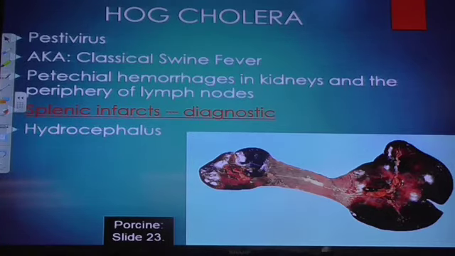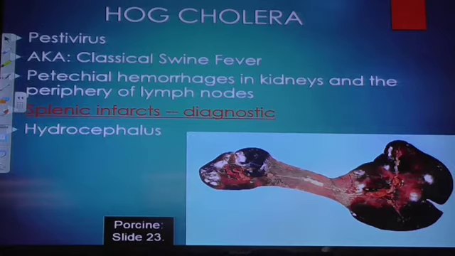the internal lesions. So they had the lesions in the kidneys, and one of the things that's highly diagnostic of hog cholera is infarctions in the spleen. So this is the spleen, right here. This is the normal area of the spleen, and at both poles of the spleen, we have enlargement or necrotic, sort of dead or dying tissue, and that's due to infarction.